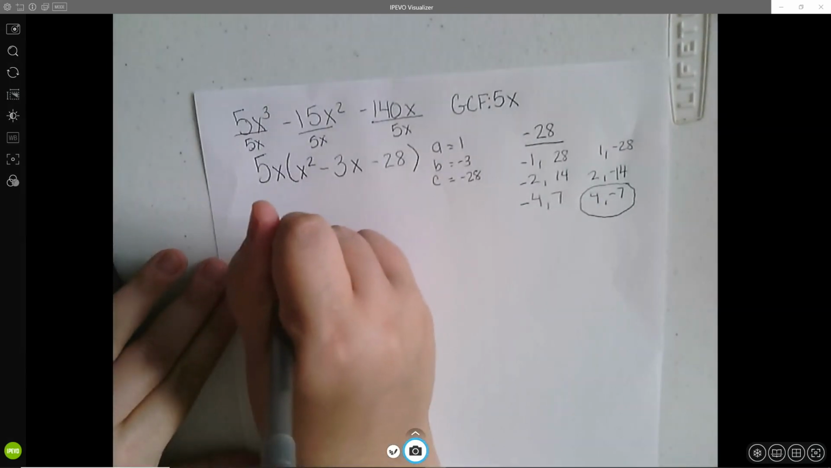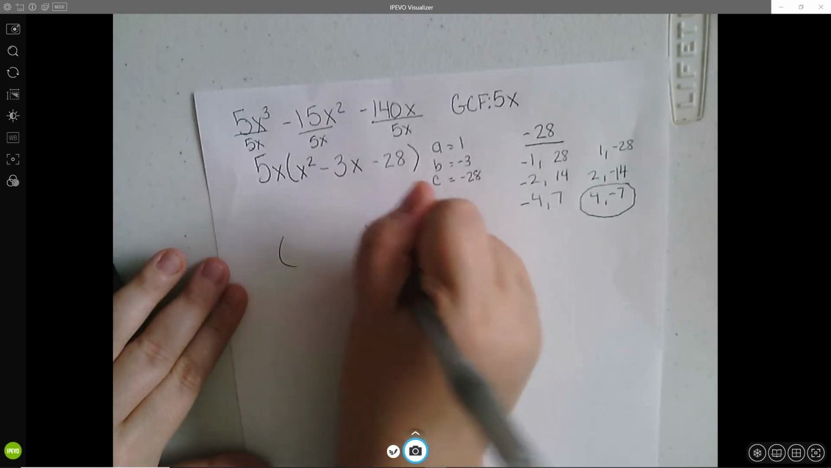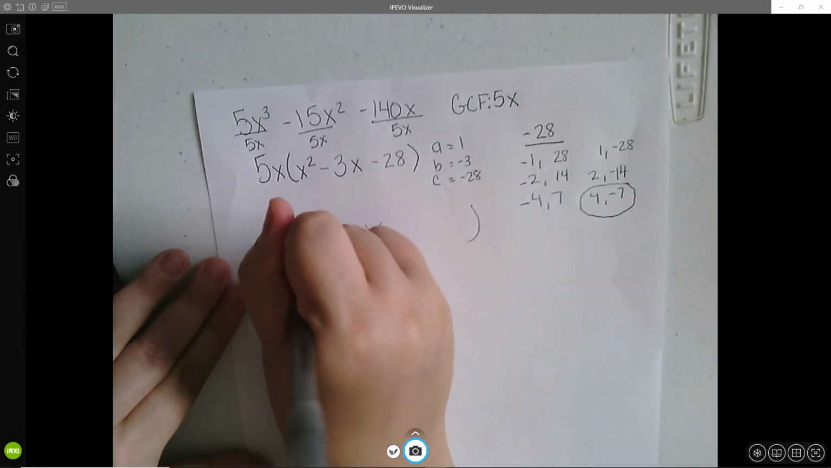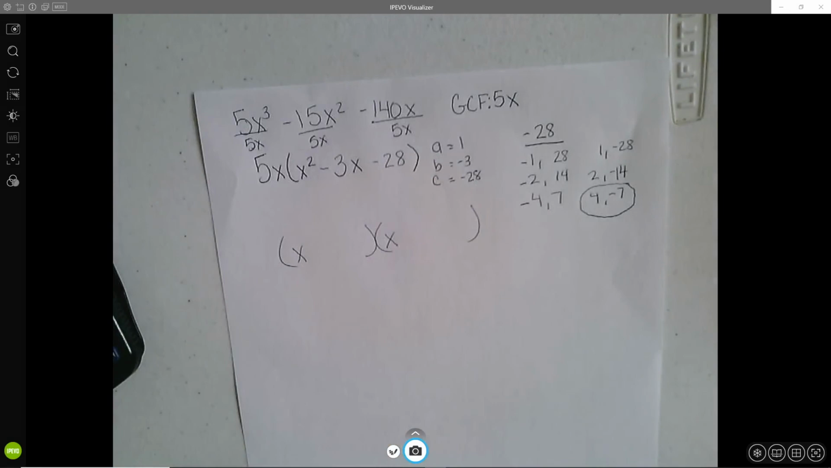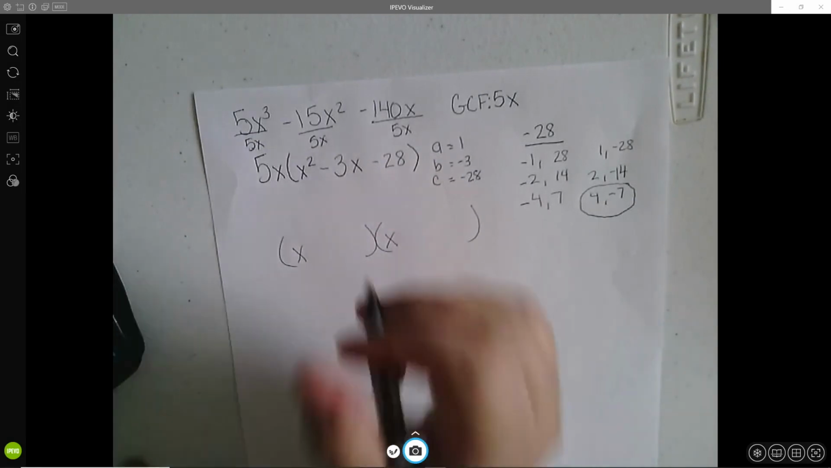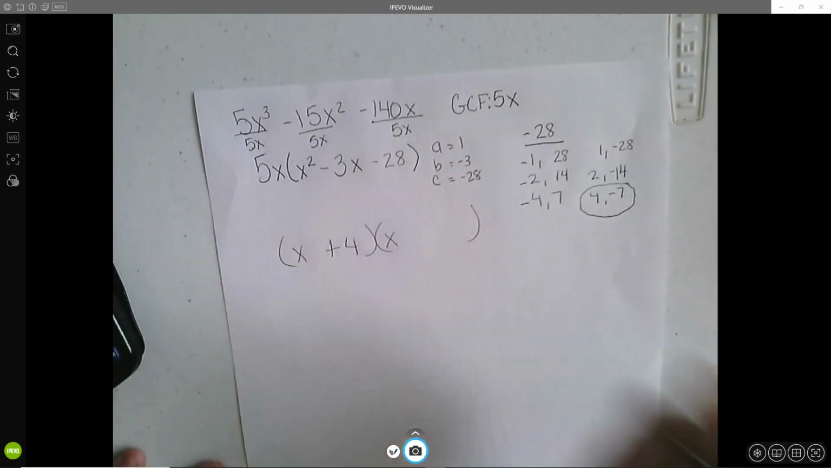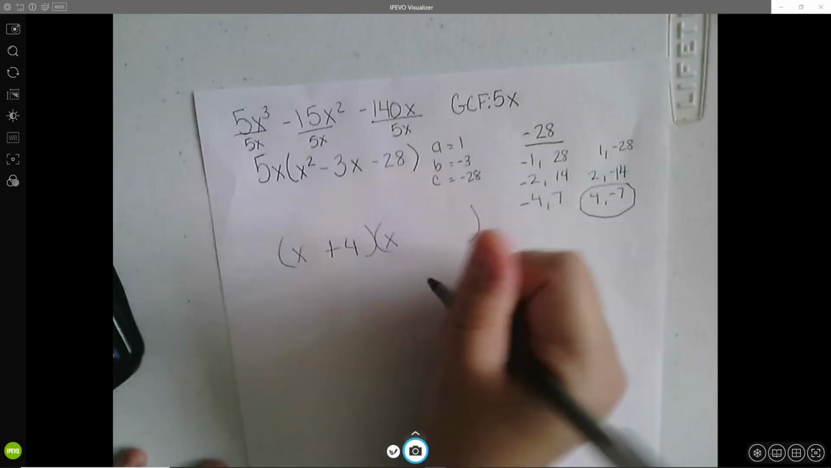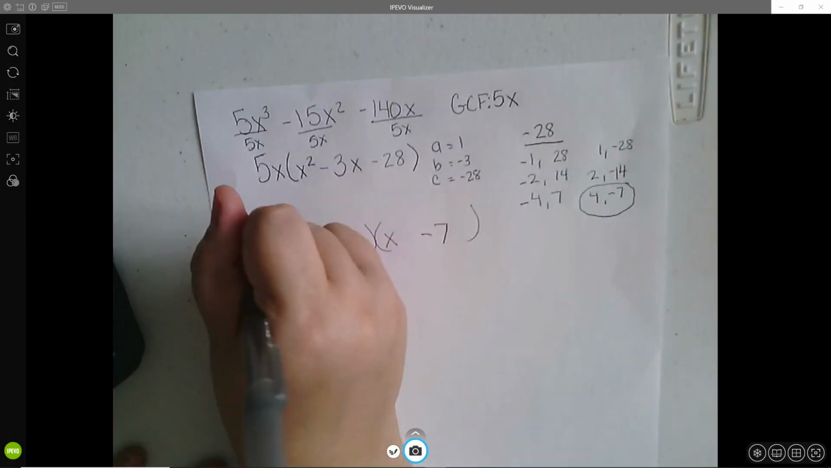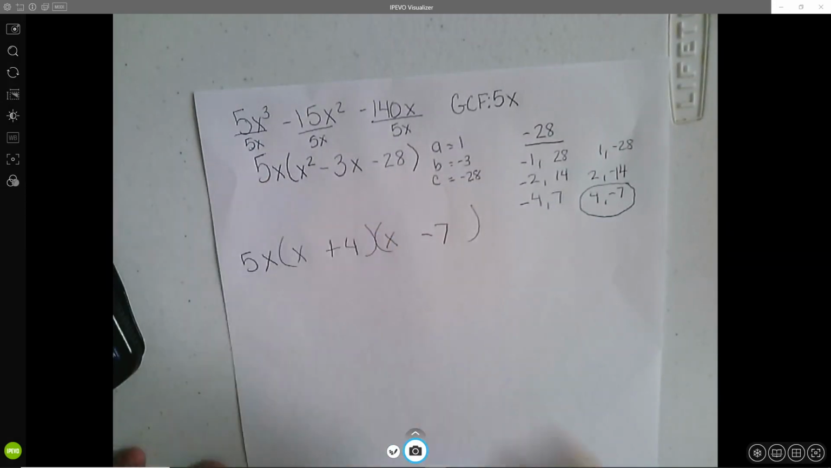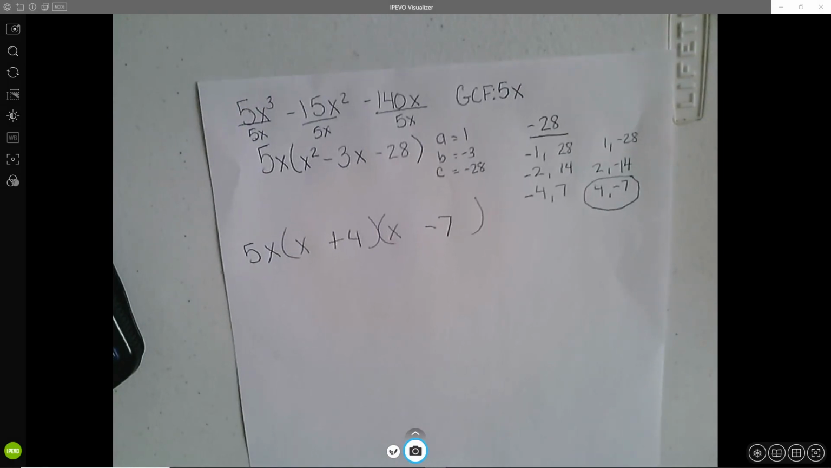So now I have my parentheses. I have x and x. List out your factors. Your 4 was a +4, so it's +4. Your 7 was a -7, so it's -7. Last thing, make sure your GCF goes in front. And there's your final answer.